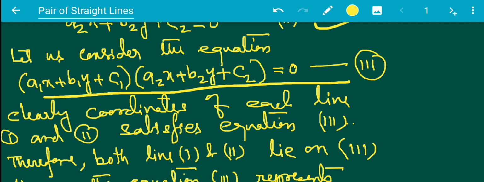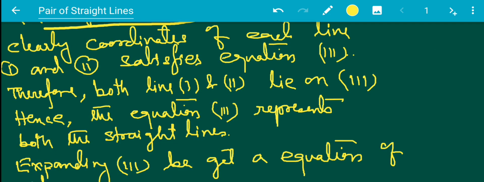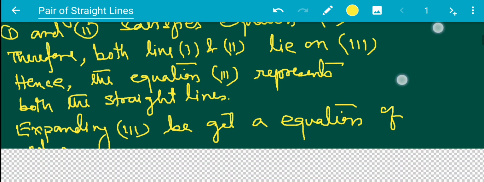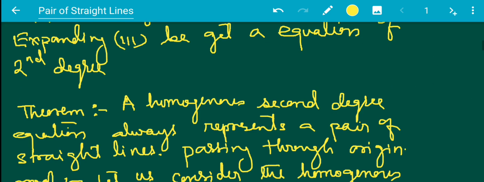Now clearly the coordinates of each line 1 and 2 satisfy equation 3. You can put the values of x and y. So if it satisfies any of the lines 1 and 2, then it will satisfy 3. It means both lines 1 and 2 are contained in the pair of straight lines 3. Clear? It means that at a time it represents two straight lines, and hence we call it a pair of straight lines. Okay, expanding this equation, we get an equation of second degree.